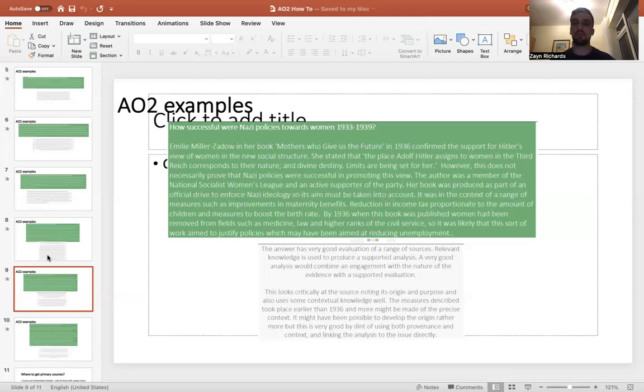So: reduction in income tax proportionate to the amount of children and measures to boost the birth rate. How much was income tax reduced by? Okay. And how much were they trying to boost the birth rate by? Okay. It's just that extra step, which this candidate could have easily done if they'd done a little bit more prep, and then they would have got themselves full marks on AO2.